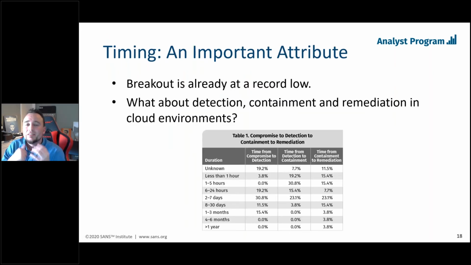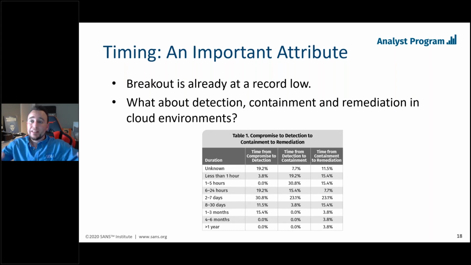Now, let's take a look at timing. The stats from detection here. If we look at this table, we have compromise to detection, detection to containment, and containment to remediation, where detection is us figuring out that we were breached, containment is us trying to block the attackers, limiting the damages, stopping the bleeding essentially, and remediation is us, well, discarding the attackers.